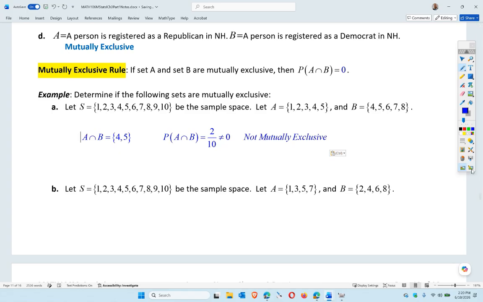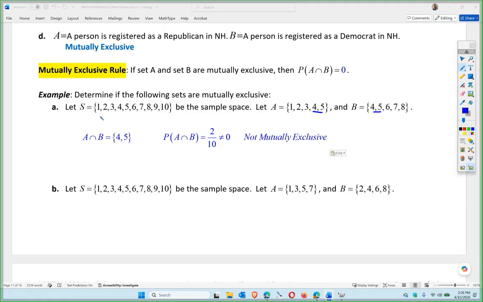They have 4 and 5 in common, right? 4 and 5 in common. That's 2 numbers out of 10 numbers. So that's not mutually exclusive because clearly not 0, right?